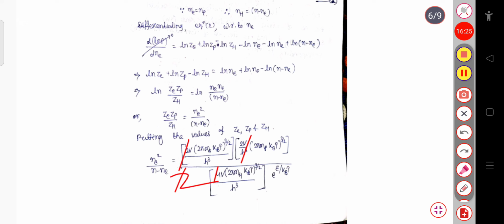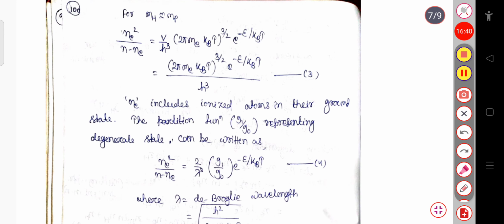So V by h cube gets cancelled, 2 pi mh equals mp, so 2 pi m kT power 3 by 2, this total term gets cancelled. So the remaining term will be this much. Now that will be 2 pi m kT power 3 by 2 into exponential minus e by kT divided by h cube.